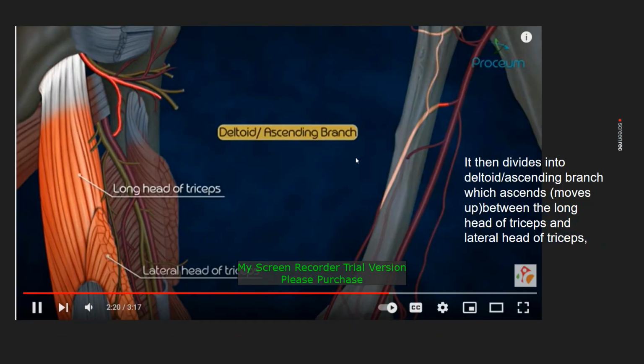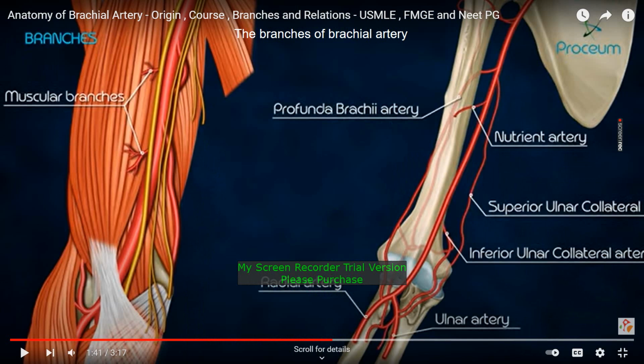So actually we missed one branch, and that is the nutrient artery. It originates from the brachial artery below the superior ulnar collateral artery, and it supplies nutrition to the humerus. So that's all about the brachial artery. I hope you enjoyed it.